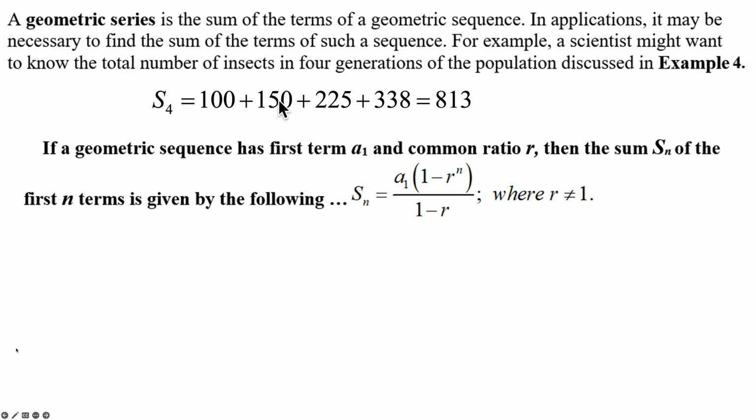100 is the first term, times 1.5 is 150, times 1.5 is 225, plus the 338, that was the fourth term we found, and that's 813.